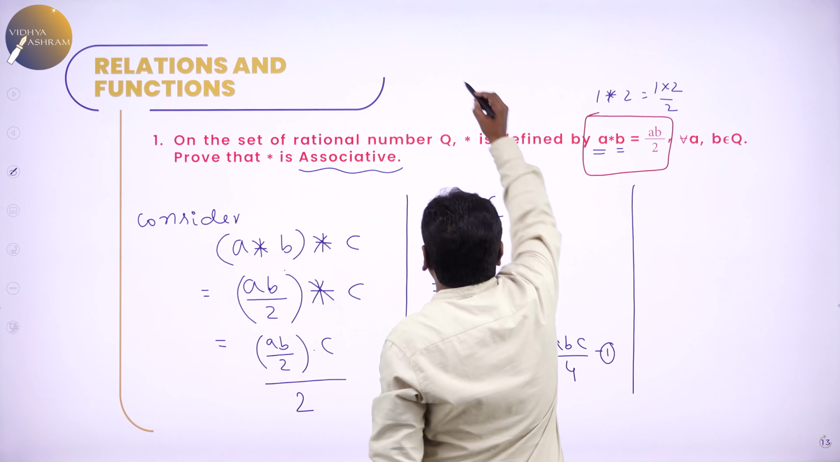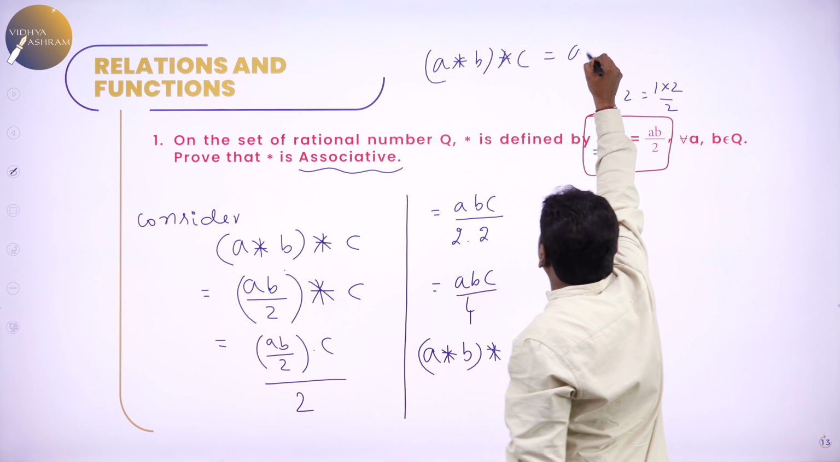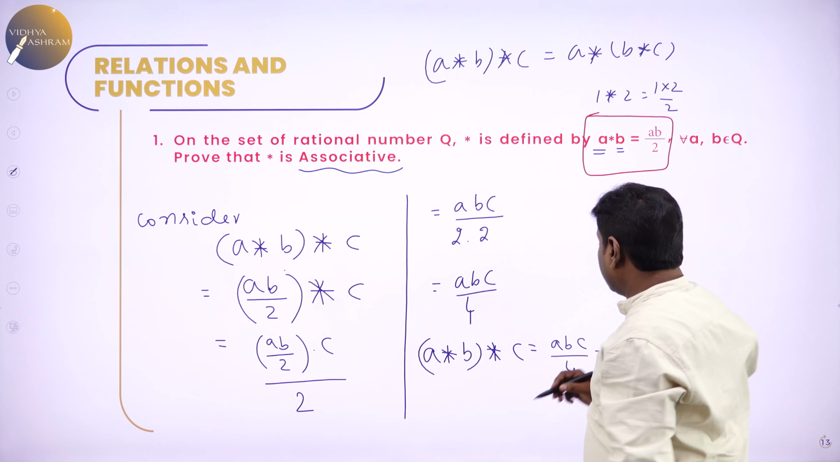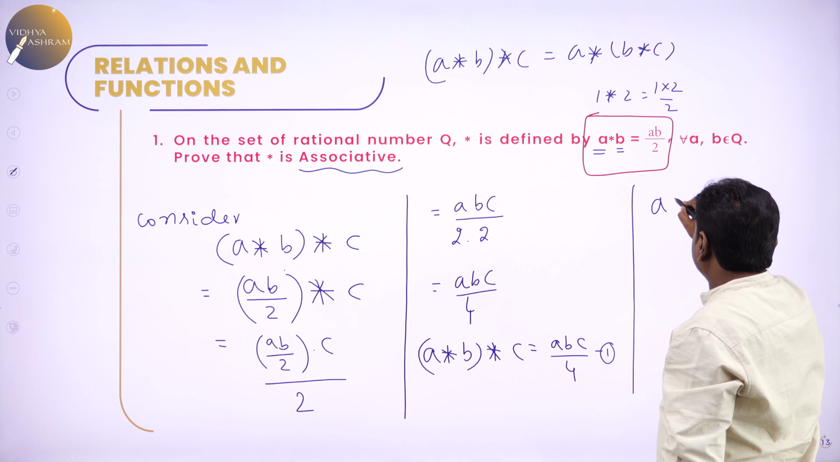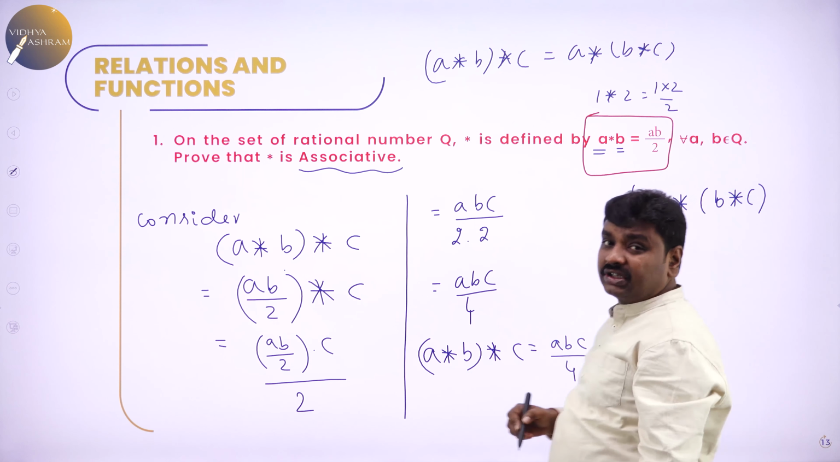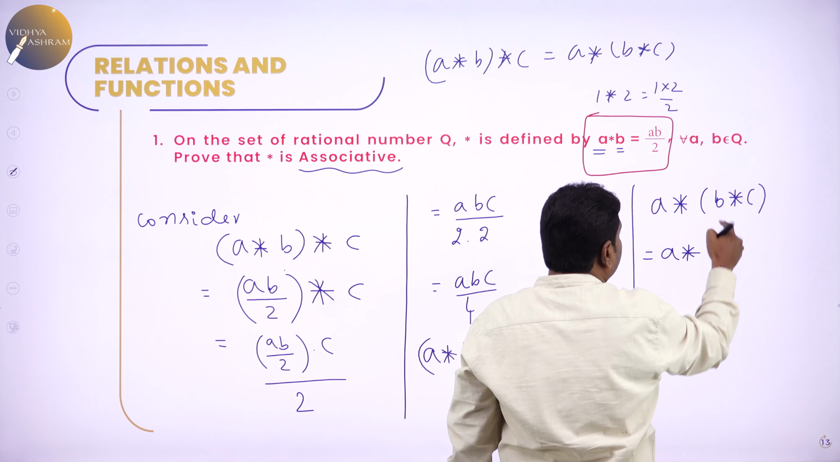Now, you consider the RHS. What is associative law? All of you know how to prove associative law. A star B star C value should be the same as A star B star C, then we say star is associative. Do you agree? So now I will take the RHS. What is RHS? A star B star C. Now operate it. I will retain A star as it is. What is B star C?